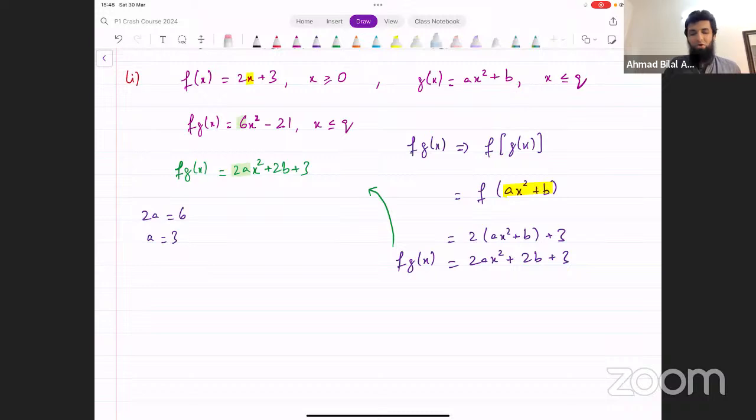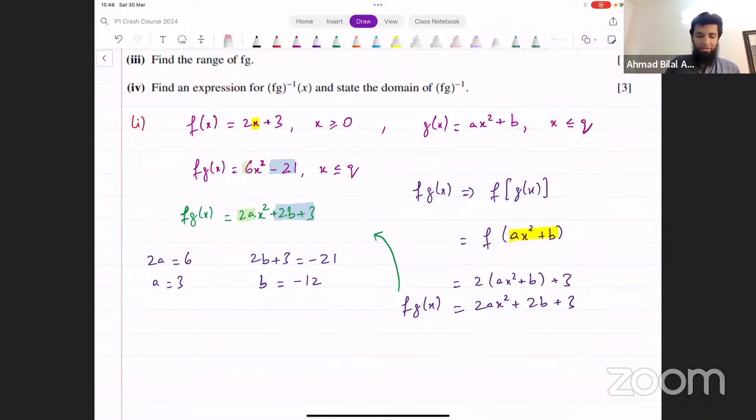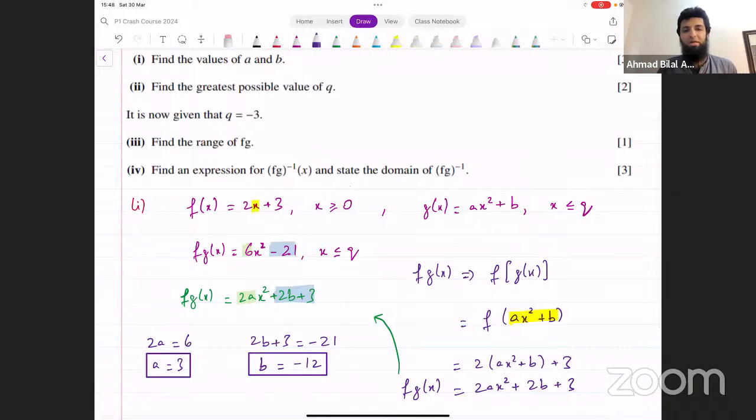And similarly, you can see what the constant is. In our form, the constant is 2b plus 3. The constant is basically anything that does not have x, right? So this is the constant, 2b plus 3. They have given the constant to be minus 21. Let's compare the two. We get 2b plus 3 equal to minus 21. And now the value of b turns out to be minus 24 divided by 2, that's minus 12. So a equals 3 and b equals negative 12. Okay, that's what we were looking for in the first part. They gave us an expression for fg of x. We found our own expression, and then we just compared the two.